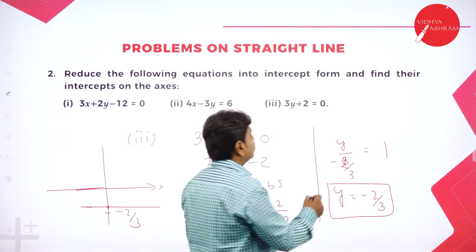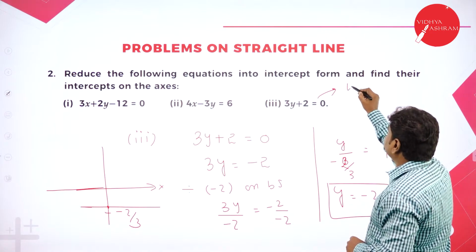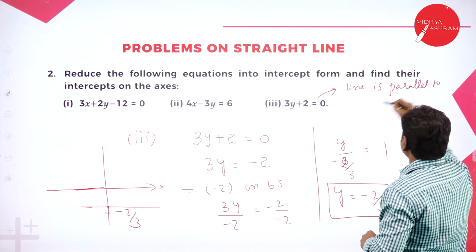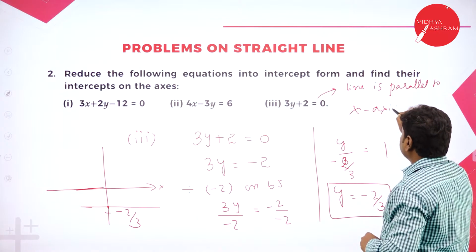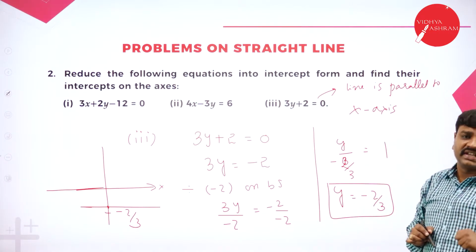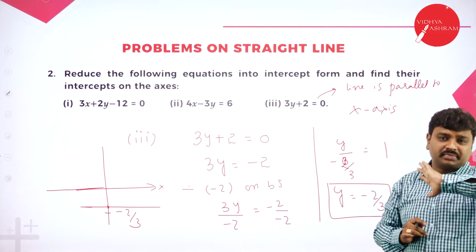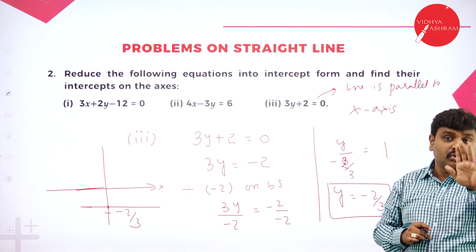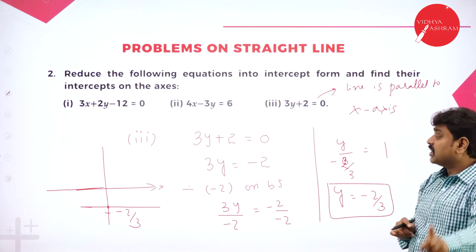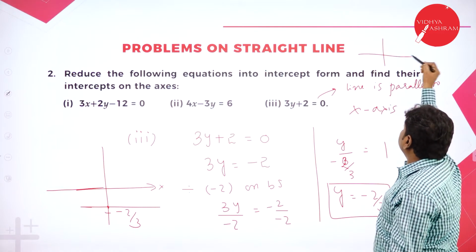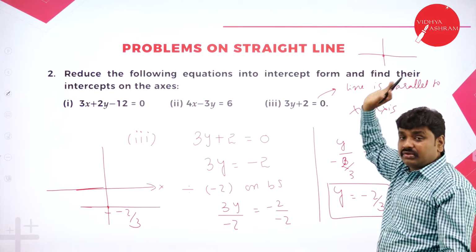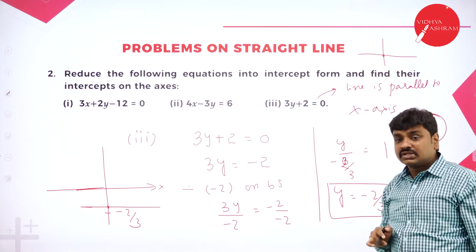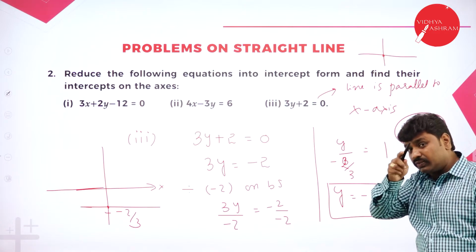So the conclusion is simple. This line is parallel to which axis? Parallel to the x-axis. If any line is parallel to the x-axis, it cannot cut the x-axis. So you cannot find the x-intercept. The x-intercept is not possible. You cannot write x-intercept 0. Please understand, if you write x-intercept 0, then the line has to pass through the origin. The line y is equal to a constant is a line parallel to the x-axis. So y is equal to a number is a line parallel to the x-axis.